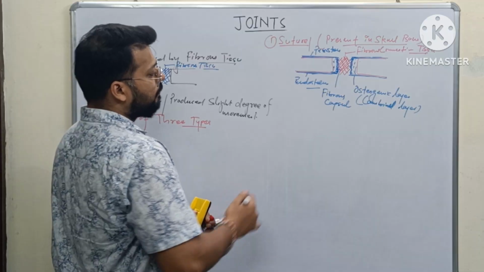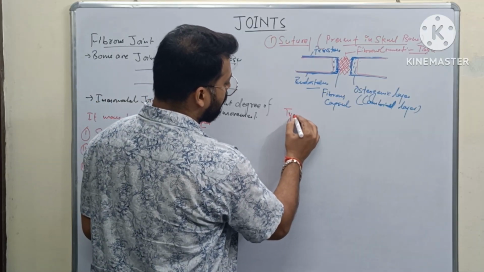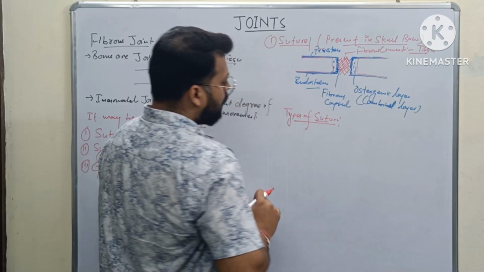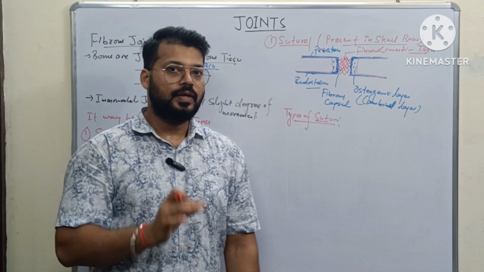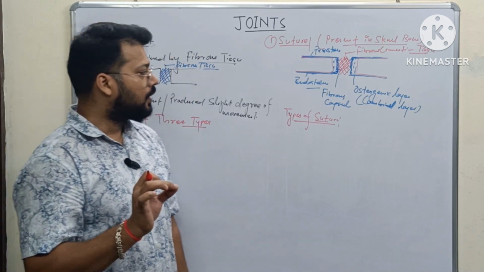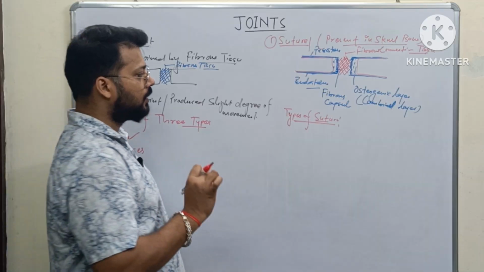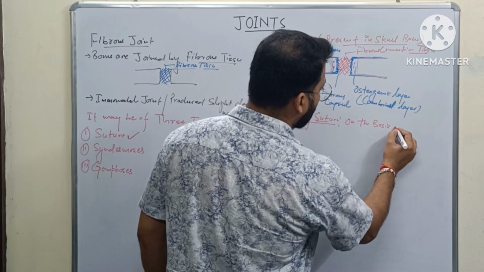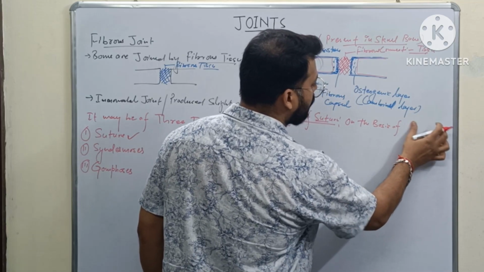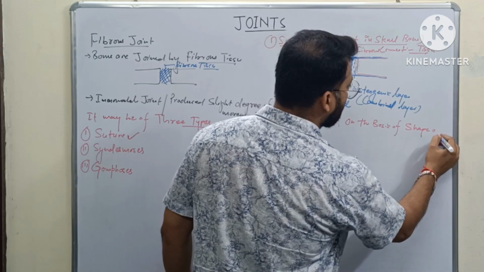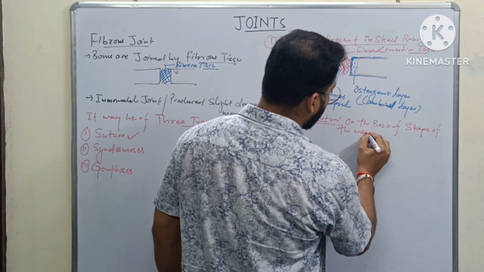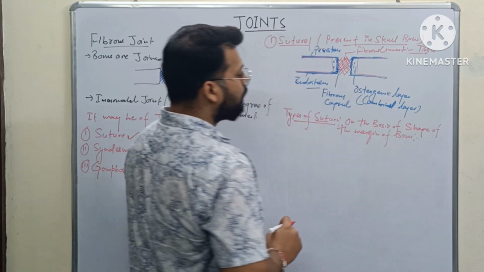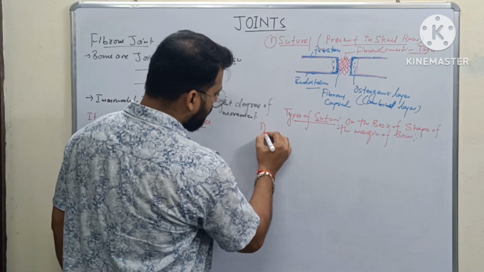Now next is types of suture. On the basis of the shape of the margin of the bone, the suture may be of different types. Okay, so first is plain suture.